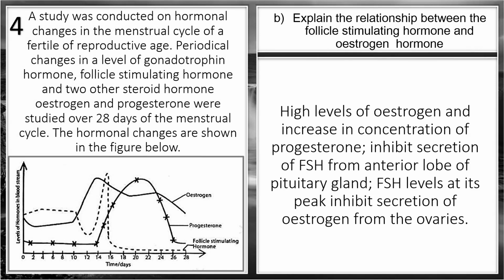The high levels of estrogen and increase in the concentration of progesterone inhibit the secretion of follicle stimulating hormone from the anterior lobe of the pituitary gland. Follicle stimulating hormone levels at this peak inhibit the secretion of estrogen from the ovaries.